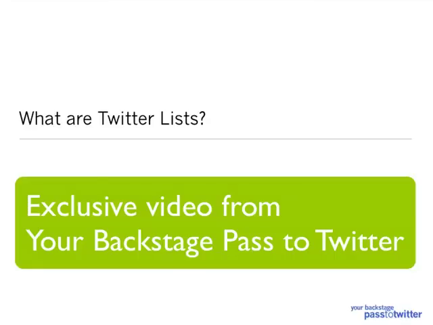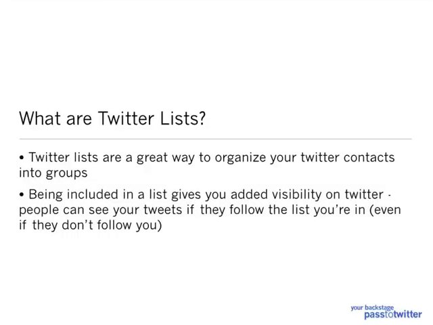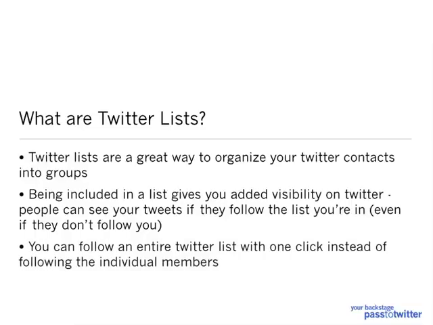What are Twitter lists? Twitter lists are a great way to organize your Twitter contacts into groups. Being included in a list gives you added visibility on Twitter. People can see your tweets if they follow the list you're in, even if they don't follow you as an individual. You can follow an entire Twitter list with one click instead of following the individual members. And anyone can create a Twitter list.